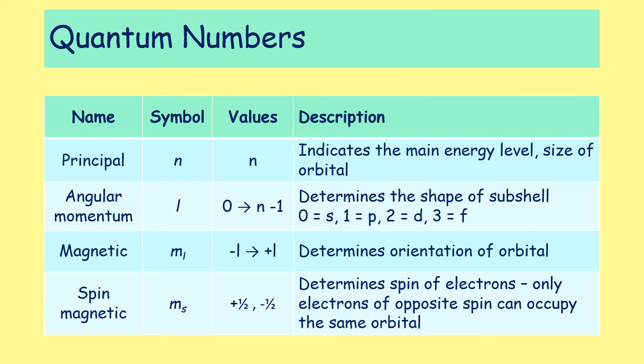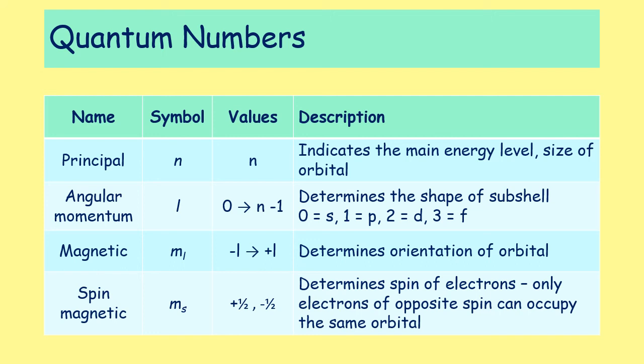And so if electrons are in the same orbital, the only thing that will tell them apart is one will have a +0.5 spin, the other one will have a -0.5 spin. The most common exam questions are related to the angular momentum quantum number, where you would be asked to relate the angular momentum to whether it is an s, a p, a d, or an f orbital.